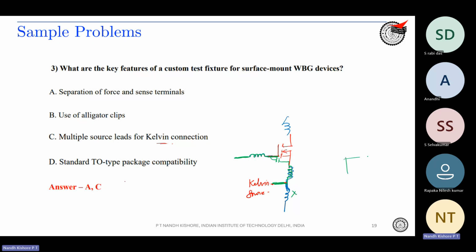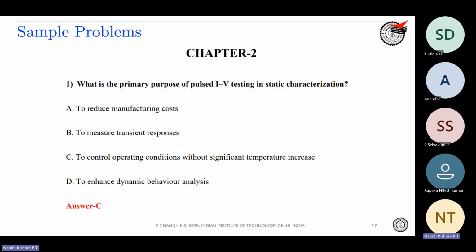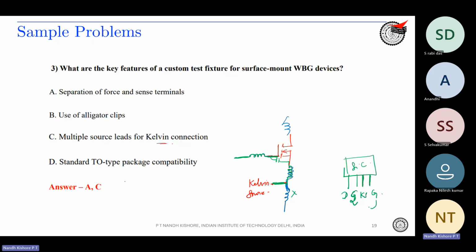So for that, you will see that typically SiC devices come with 4 leads. Drain, power source, then Kelvin source, and then gate. Physically you see that the Kelvin source is nearer to gate. So your gate source can be given across your gate and Kelvin source. Okay, yeah. So A and C.